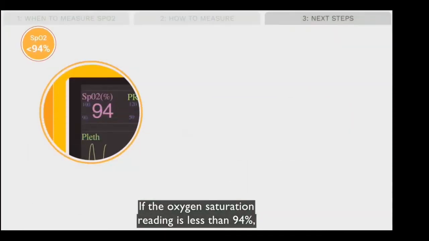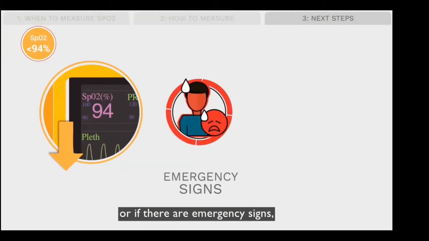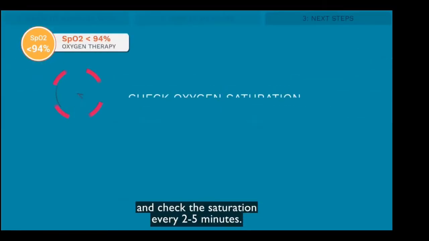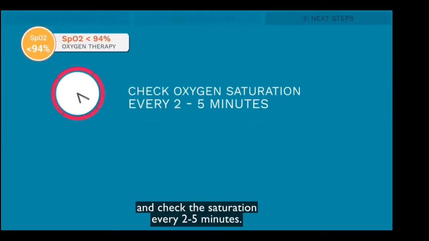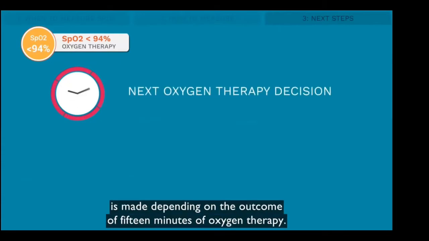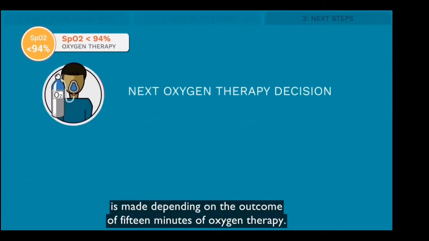If the oxygen saturation reading is less than 94%, or if there are emergency signs, administer oxygen via nasal prongs or standard oxygen face mask, and check the saturation every 2 to 5 minutes. The next oxygen therapy decision is made depending on the outcome of 15 minutes of oxygen therapy.